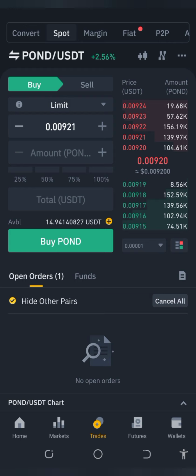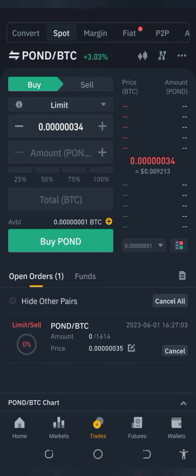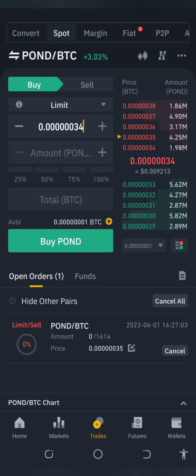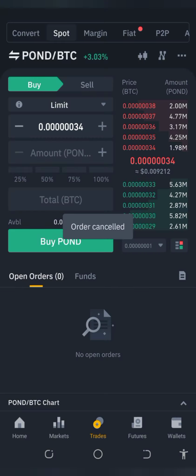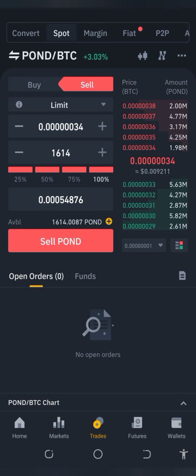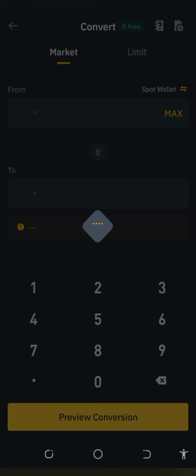Now let's go over to Pawn BTC. This one, obviously, I don't know how much we're going to make. But anyways, I'm just going to cancel this. And I'm just going to sell. Yes, let's sell and see. What have we made? We're making 1614. Okay, what did we put together here? It's going to be a loss. So that's going to be 0.0054876. Let me go to convert and see whether I can get a better deal.